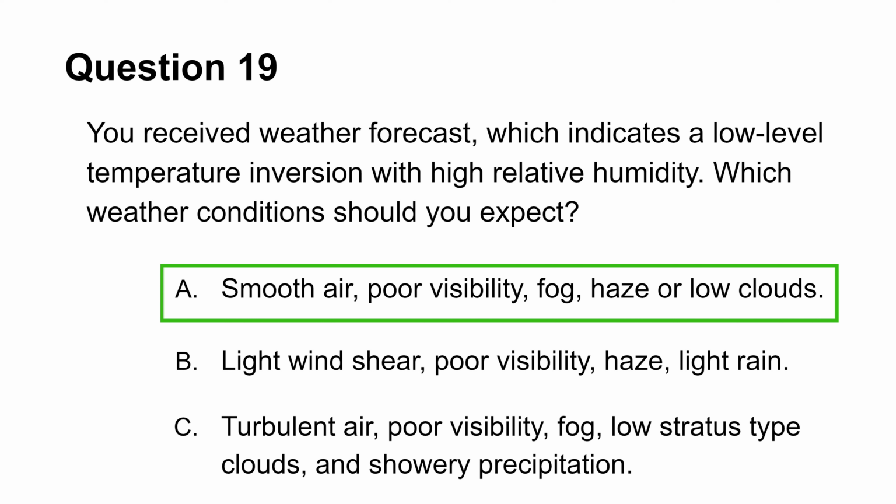As for the other choices, choice C is incorrect because it mentions turbulent air, which is not a characteristic of a stable air. Also, choice B is incorrect because you are unlikely to have wind shear under stable air conditions.